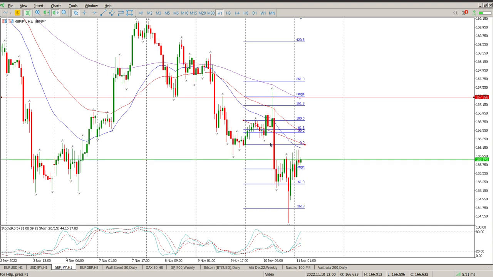Short through the range, and then we hit all the targets. So we hit the range target, we hit the 61.8 extension and the 261 extension. So that one played out quite nicely.